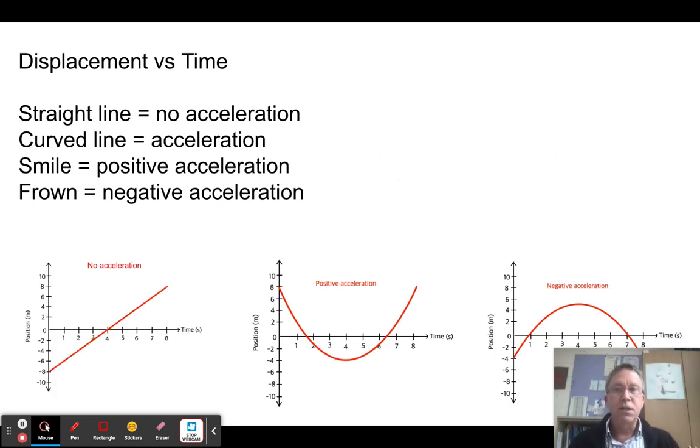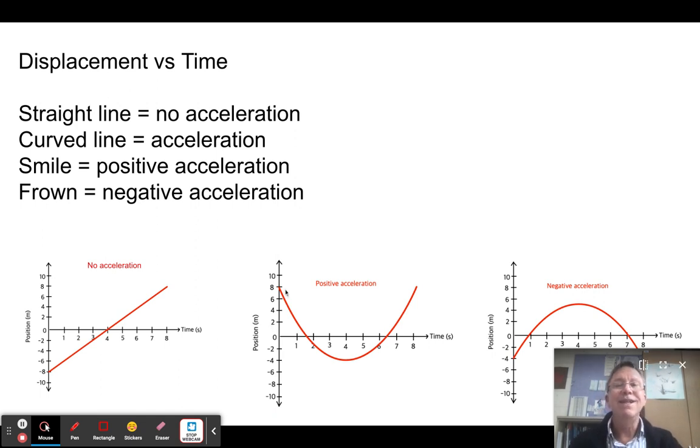The other thing we can do with a displacement versus time graph is make inferences about accelerations. If I see a straight line, that tells me there's no acceleration. If there's no acceleration, that means the sum of the forces must be 0. If I see a curve, then there is acceleration. Then I want to ask myself, is it a positive or negative acceleration? If I see a smile, it's a positive acceleration. If I see a frown or part of a frown, it's a negative acceleration.